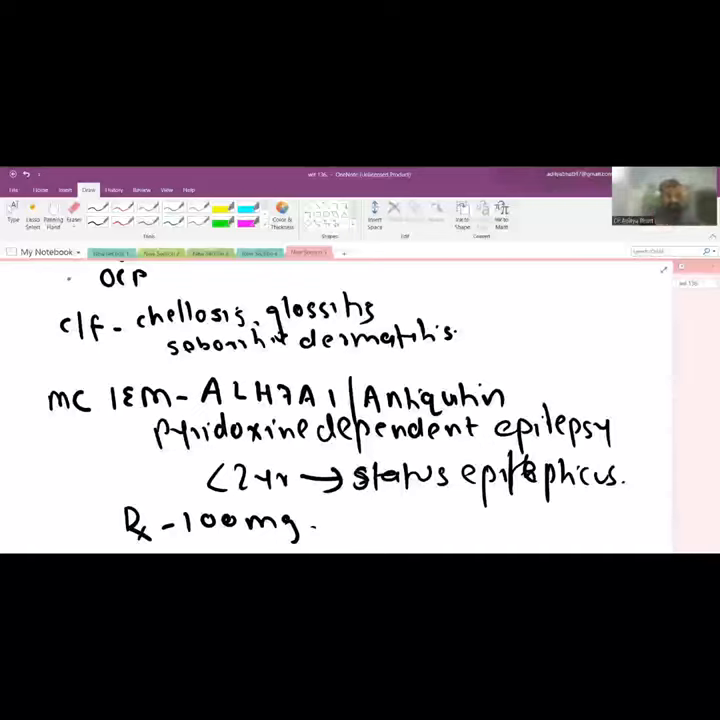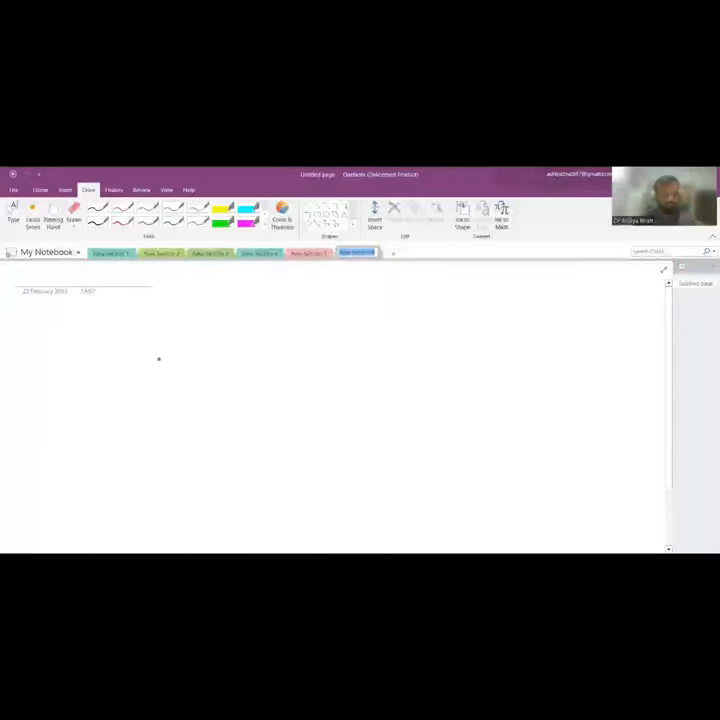pediatric patients. And you have to know that toxicity of pyridoxine may also cause neuropathy, and deficiency of pyridoxine also may cause neuropathy. So it is a double-edged sword, while its sufficiency and its insufficiency both may cause a neuropathy.